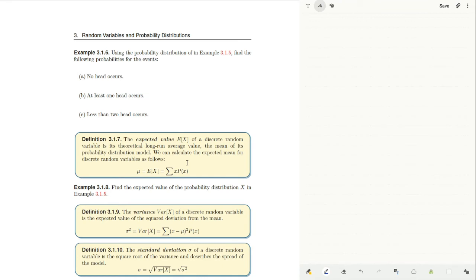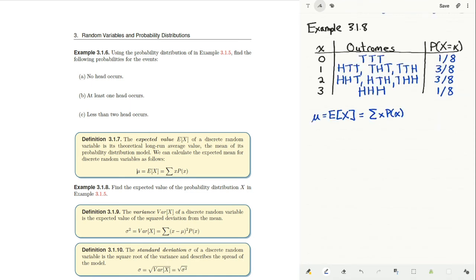So let's take a look at an example of finding the expected value for the probability distribution in our 3 coin toss example. So to find the expected value, we take each value of x and multiply it by its corresponding probability, and then we add up all of these values. So for our coin toss example, we have a value of 0 for x, and we multiply this by the probability, which is 1 out of 8.